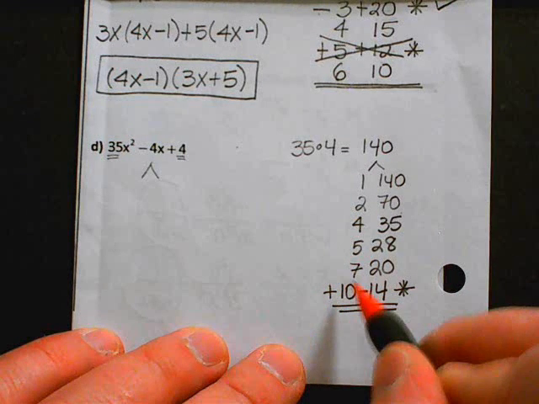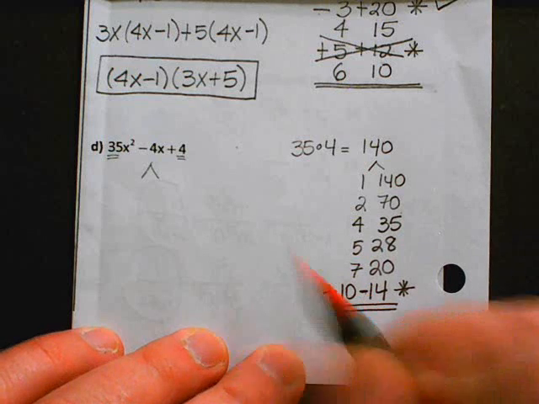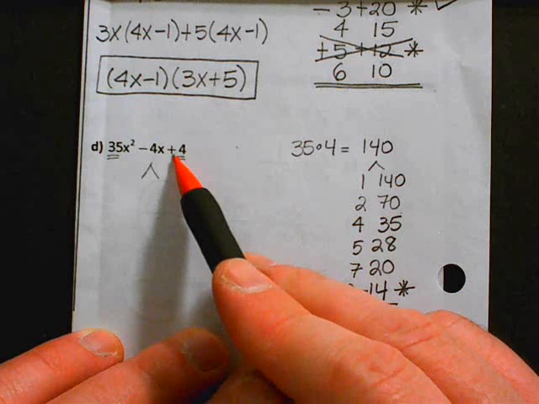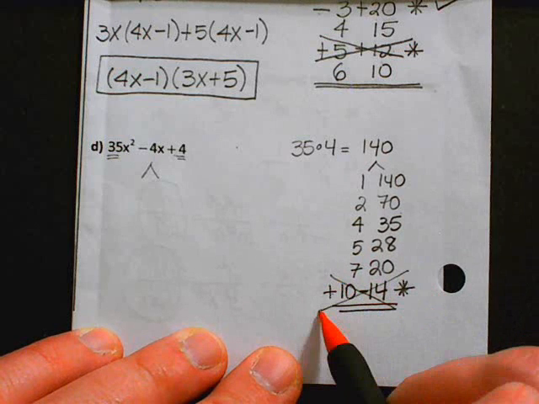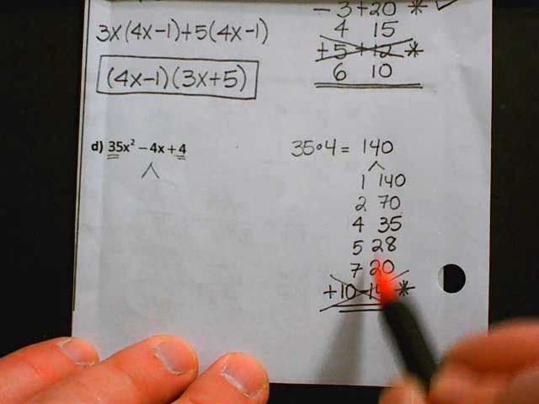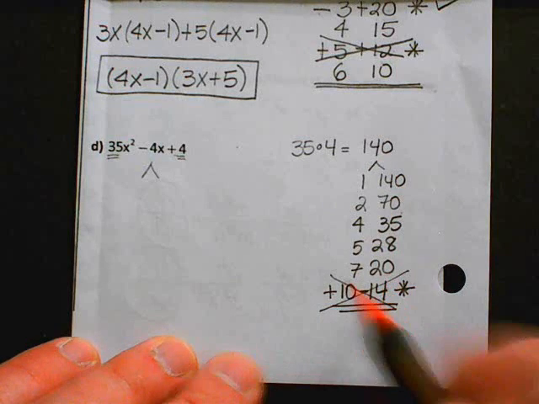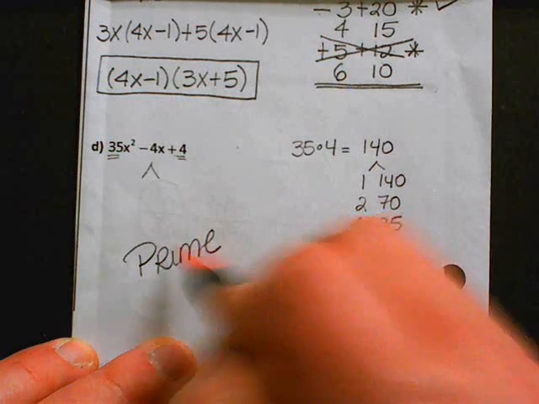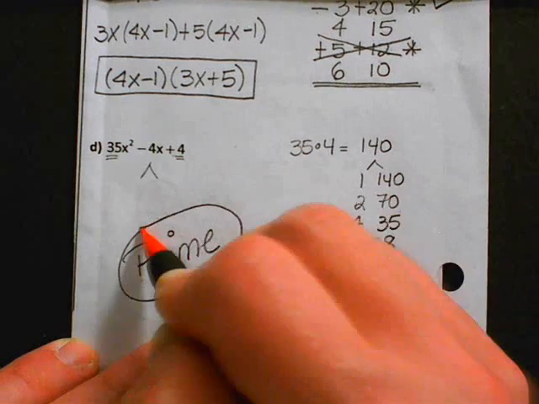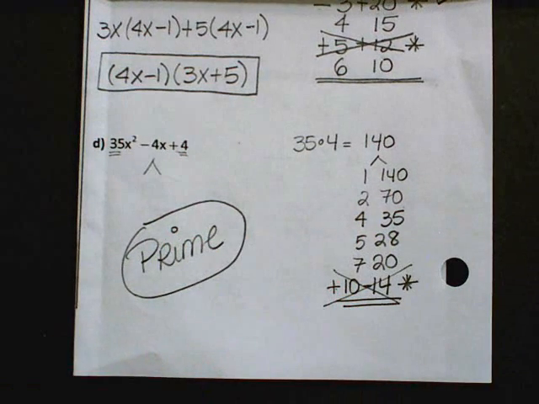Final check. A negative times a positive, does it equal a positive? No, it isn't. So that means this fails the last test. And because I don't have any other pair that gives me 4, then I will write that this problem is prime. It's prime, because the only thing you can factor is a 1.